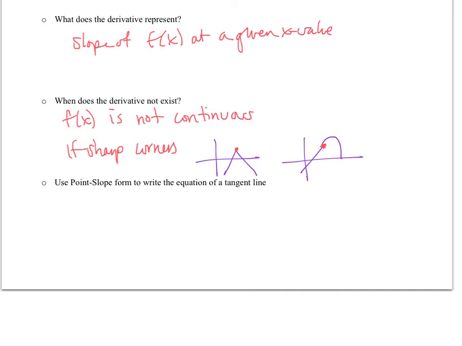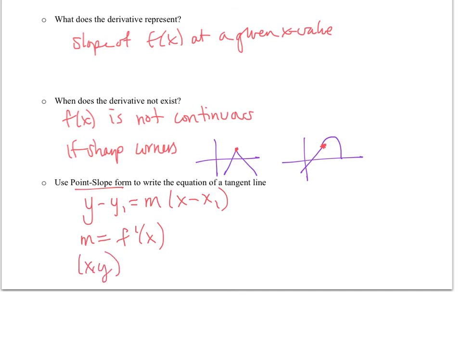When we are asked to write the equation of a tangent line, we're going to use point-slope form. And point-slope form is y minus y1 equals m times x minus x1. And the slope is going to be f prime of x, that is the slope of the curve at that given x value, and the ordered pair is going to come from the original function f of x. So basically what we will do is we will either find the slope from looking at the graph or from using the derivative equation, and then to find the ordered pair, we would plug that x value into the original function f of x, or find the ordered pair on the graph.